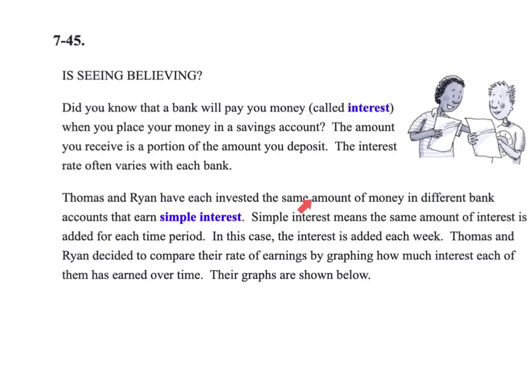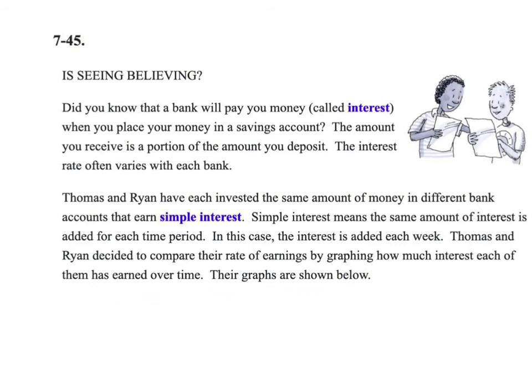Thomas and Ryan have invested the same amount of money in different banks that earn simple interest. Simple interest means the same amount of interest is added for each time period. In this case, the interest is added each week. Thomas and Ryan decided to compare their rate of monthly earnings by graphing how much interest each of them has over time. The graphs are shown below.